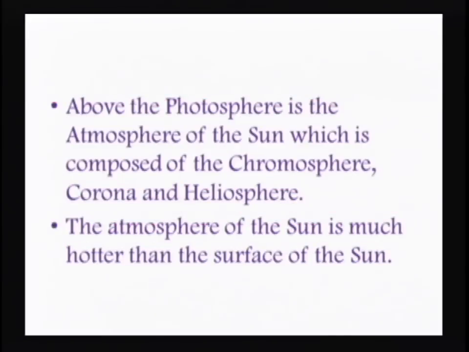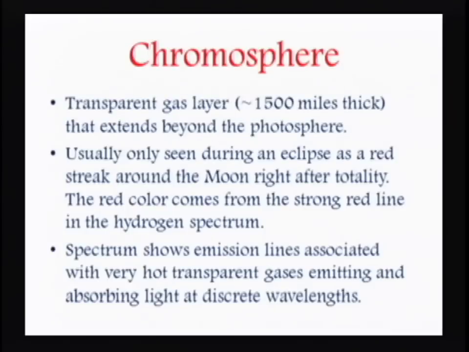Above the photosphere, then, is the atmosphere of the sun. That's composed, like I said, of the chromosphere, the corona, and then the heliosphere. The atmosphere of the sun, as I've said before, is much hotter than the surface of the sun. So we're going from this 5800 K to millions of degrees in a very short period of time. So let's talk about the chromosphere. Chroma means color, and so we're going to find out that the chromosphere is actually a very red color due to the really strong red line in the hydrogen spectrum.